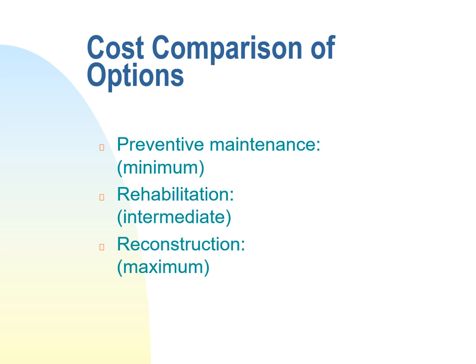Now, on this particular slide, cost comparison: preventive maintenance has the minimum cost, rehabilitation is intermediate, and reconstruction is maximum. So out of these three options, preventive maintenance, rehabilitation, and reconstruction, the minimum money is involved in preventive maintenance.